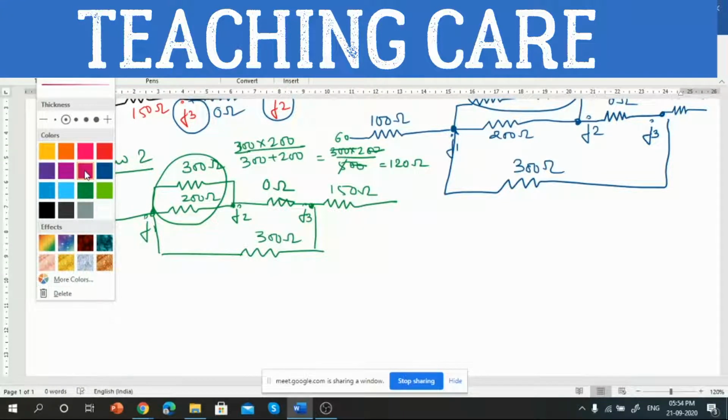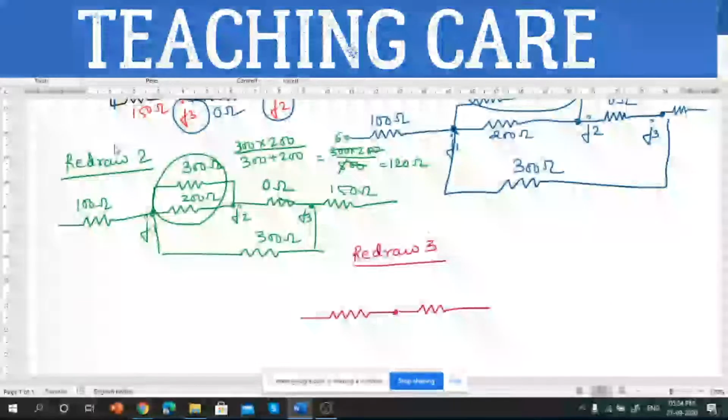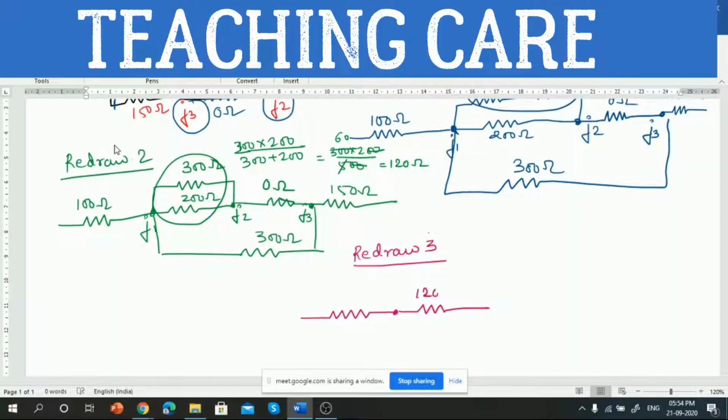Yes. So that is 120, right? So I'll redraw it again. You just redraw it and make the circuit shorter and shorter, you will get it. So here instead of this 300 and 200, I simply write a 120 ohm here. So that completes my junction 1 and junction 2. Now I get a 0 ohm here and a 150 ohm here, right? Yes.